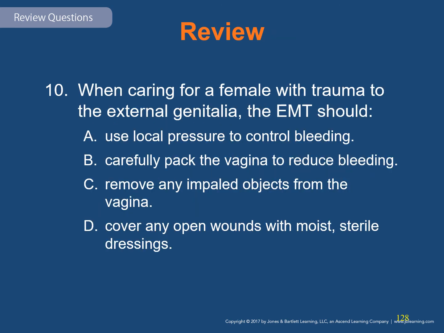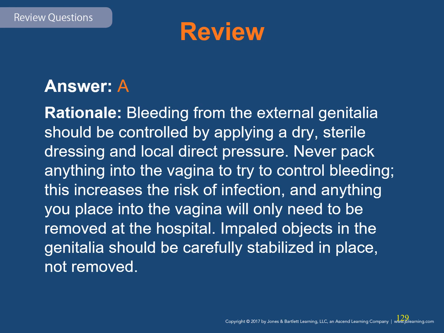Review question 10. When caring for a female with trauma to the external genitalia, the EMT should A. Use local pressure to control bleeding. B. Carefully pack the vagina to reduce bleeding. C. Remove any impaled objects from the vagina. D. Cover any open wounds with moist sterile dressings. The correct answer is A.